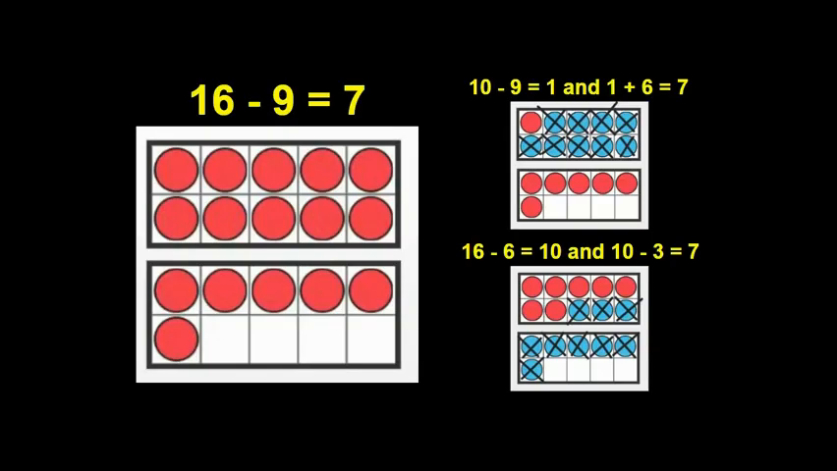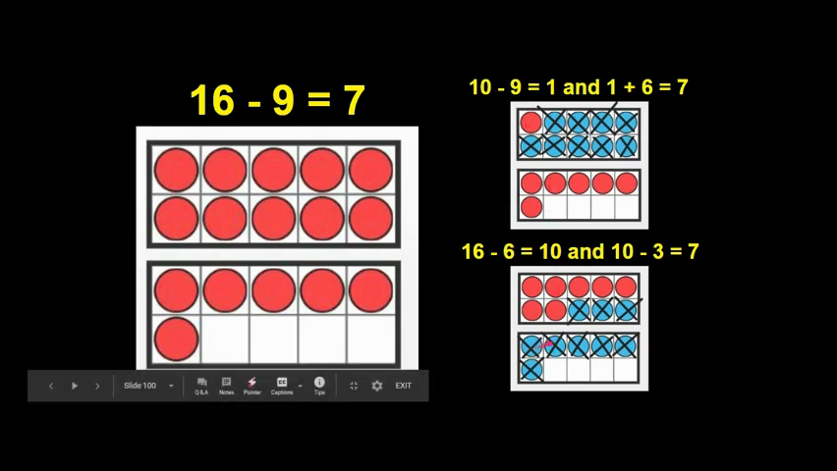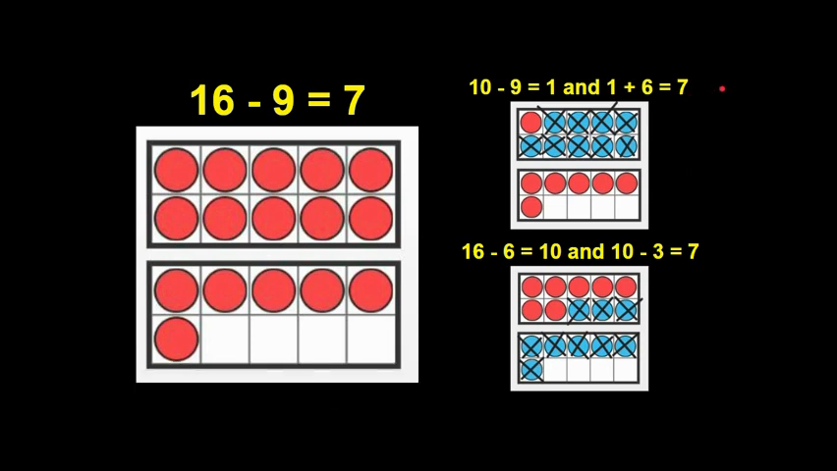Here's another one. How many did you see? Take away 9. How could you take away 9? Oh, did you get 7? Holy cow, look at this top one. You could have taken away 9, and then you're left with 1 and 6, so 7. Or did you take away 6 and 3 more and still get 7? No matter what, 16 take away 9 equals 7.